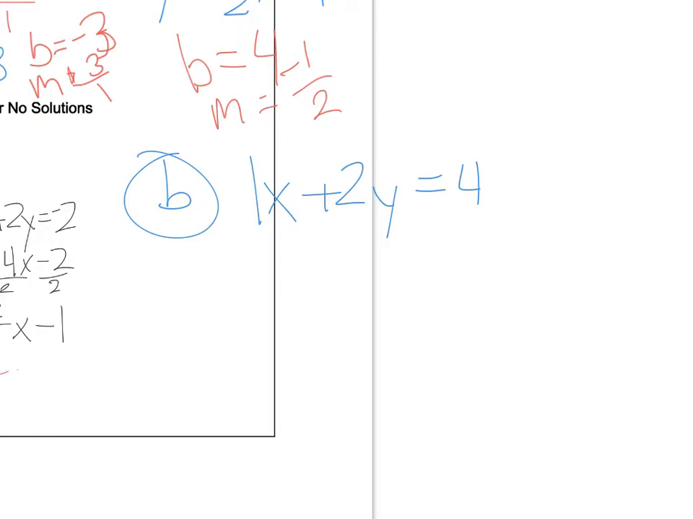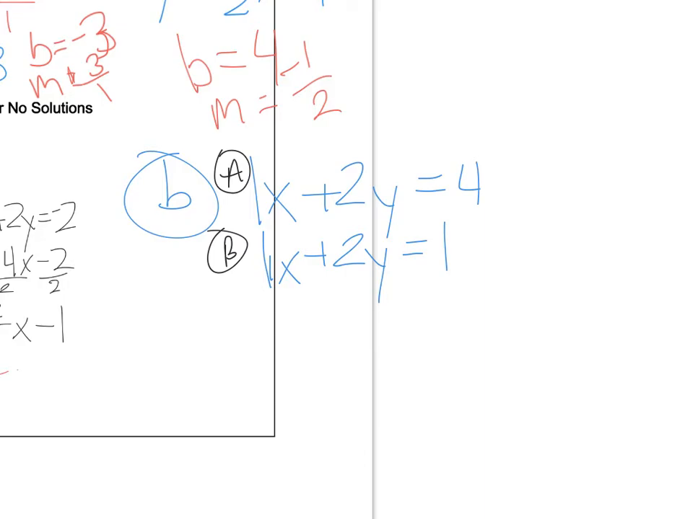And again, that's my A equation. My B equation is going to be 1x plus 2y equals 1. Okay? So now we want to get each of these in slope-intercept form and graph them.